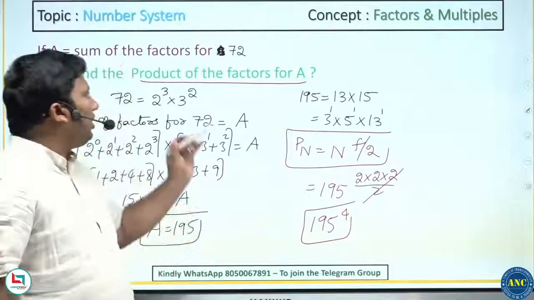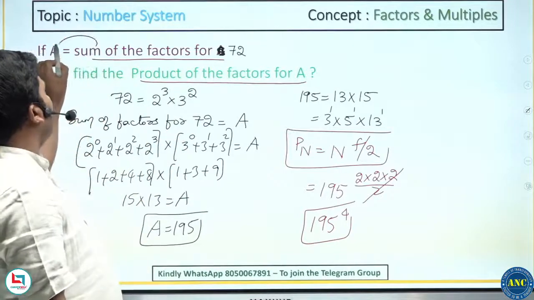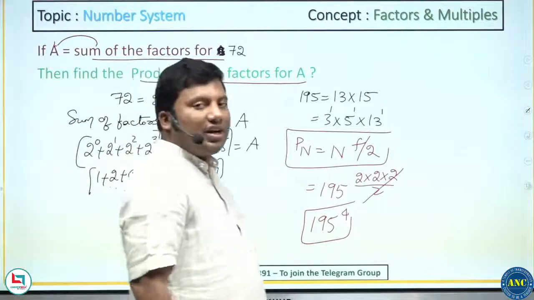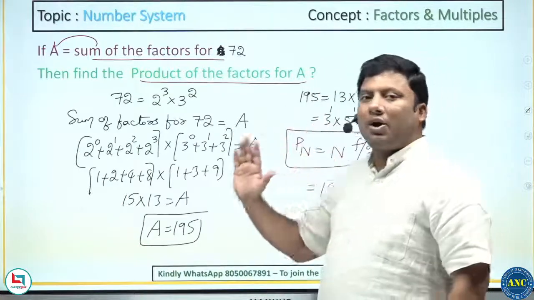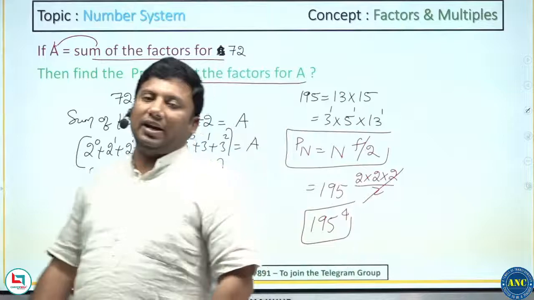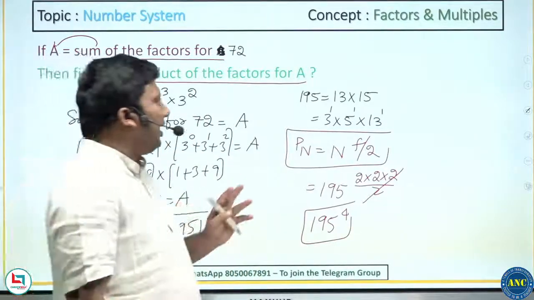First we have to find out the sum of the factors for 72. Whatever value we got, we need to assign it to capital A. For capital A, we have to find out the product of the factors. I hope the idea is clear.